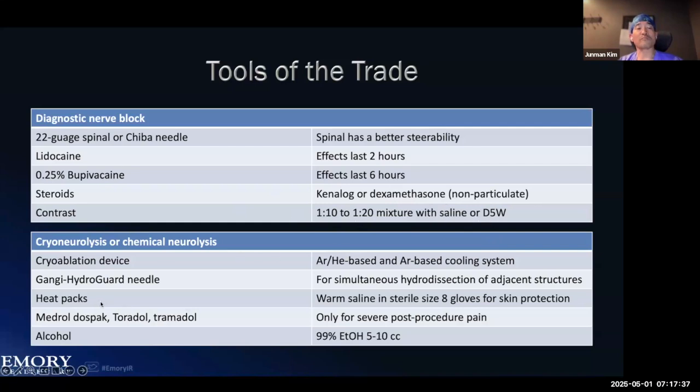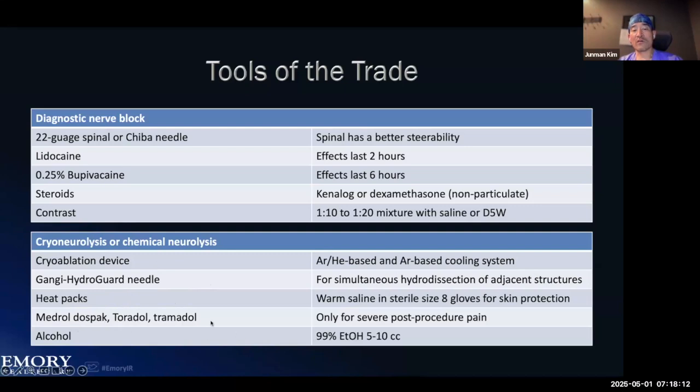or microwave, yeah. And chemical neurolysis, cryoablation devices, there are a few different things on the market. I have a hydrodissection needle to separate some critical structures. Heat packs, when you do cryo, especially just under the skin, when you are worried about protecting the skin from frostbite, by using some heat packs. I use warm saline in a sterile glove.